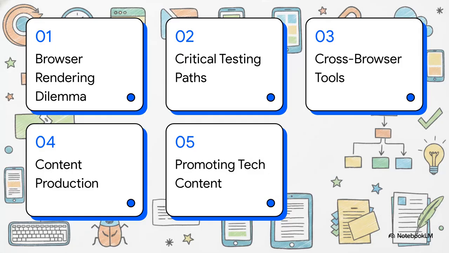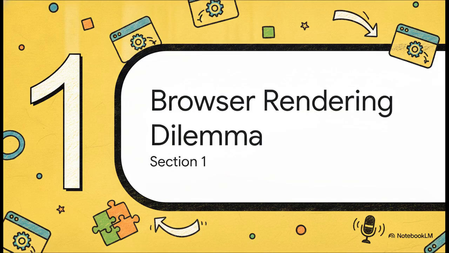Okay, let's dive into this. Here's our quick roadmap for today. We'll be covering the browser rendering dilemma, navigating critical testing paths, essential cross-browser tools, the content production blueprints, and finally, promoting your tech content. Section 1, the browser rendering dilemma.